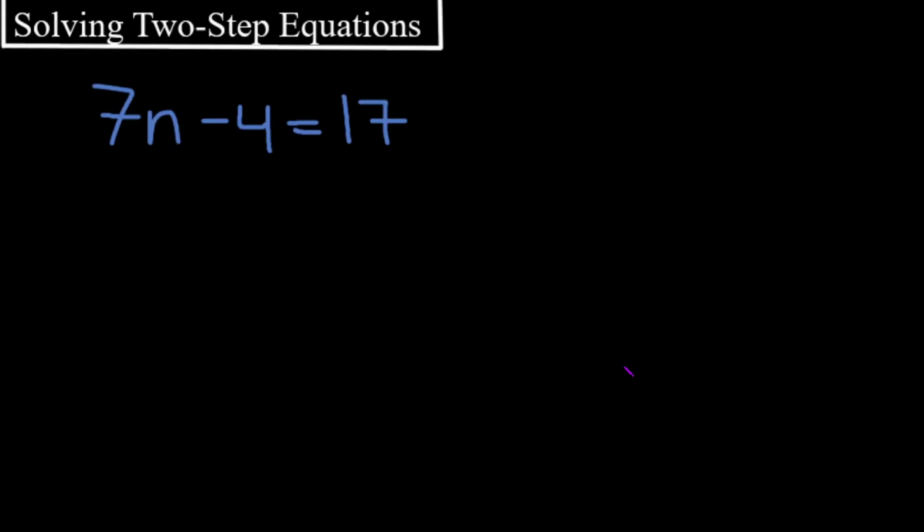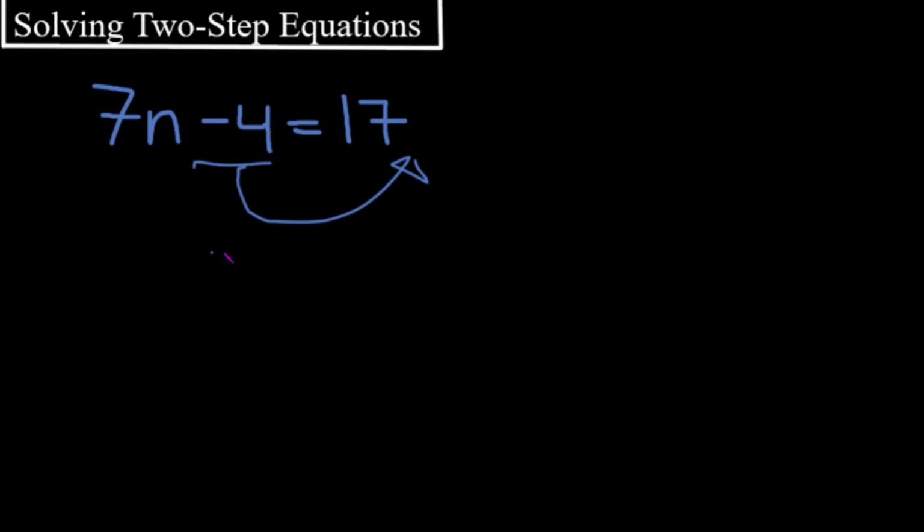Alright, when solving two-step equations, you're oftentimes going to get an equation in which you have two constant terms and you want to solve it by bringing one of the constant terms onto the other side of the equation. So right here we have -4 on the left-hand side, and we want to bring it to the right-hand side in order to get n by itself.